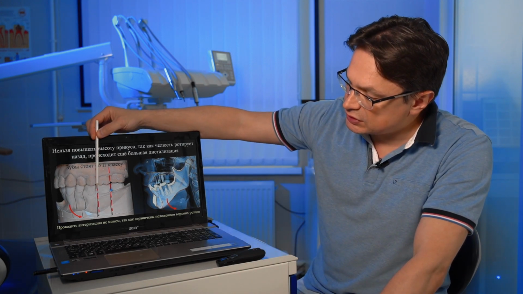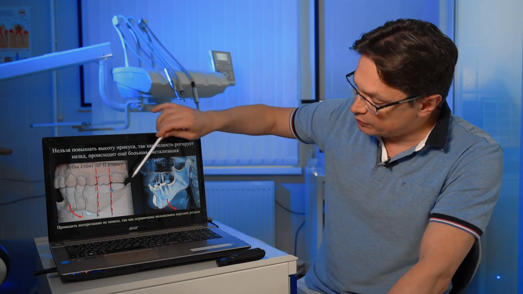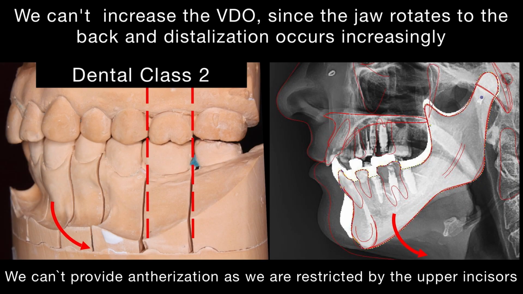If we increase the bite height of this patient, what might happen? Look, the teeth practically are set in second class. When increasing the bite height, the situation becomes worse and the jaw moves even more distal. Thus, we degrade the situation, whereas we decided to treat it, make a splint, and help the patient.